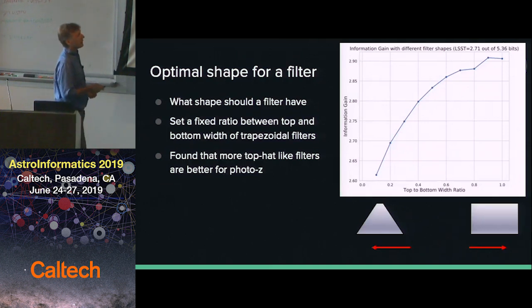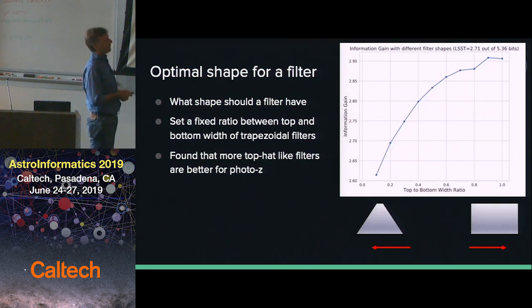And so we can look at the information gain as a function of the shape of the filter, and we express this as a ratio of the top of the filter to the bottom. So 0 corresponds to a triangular filter, 1 corresponds to a top hat filter. And you can see you get significant information gain up until the point where you have about an 80%, so like a 20% slope at the edges of the filter.